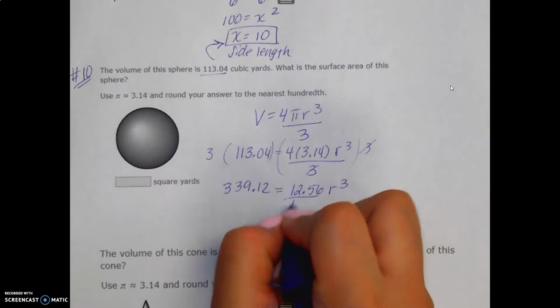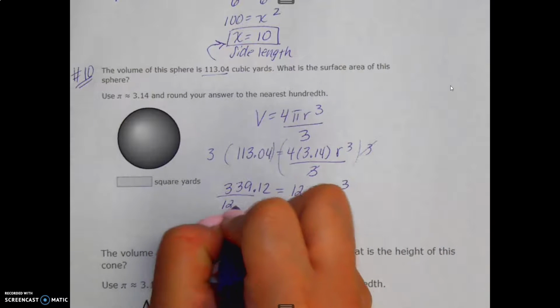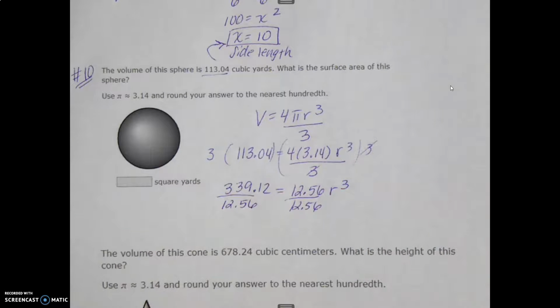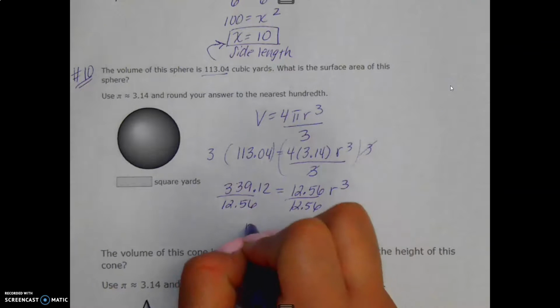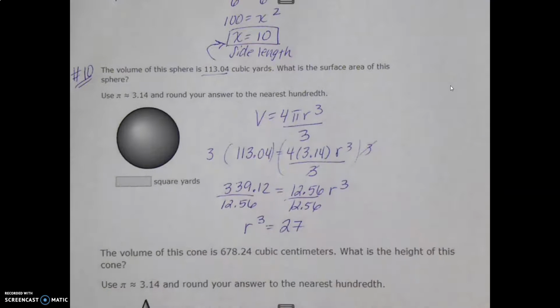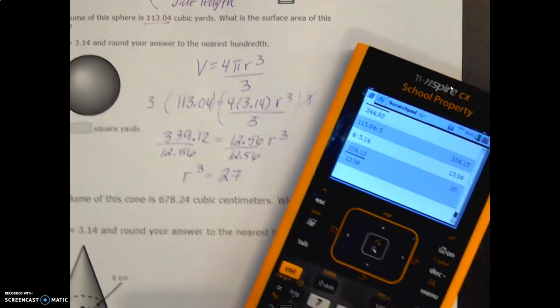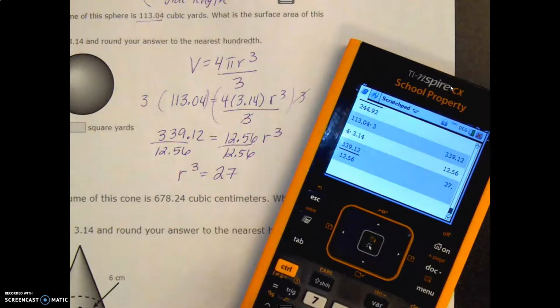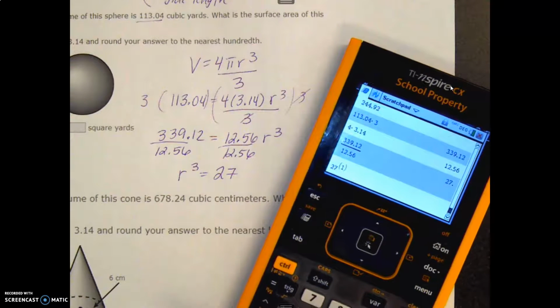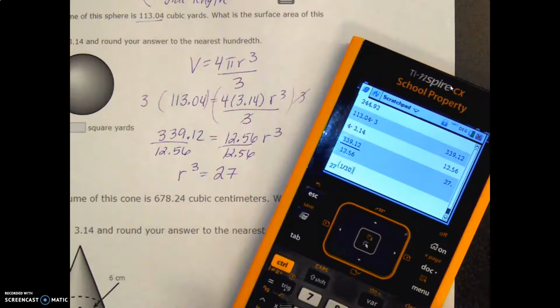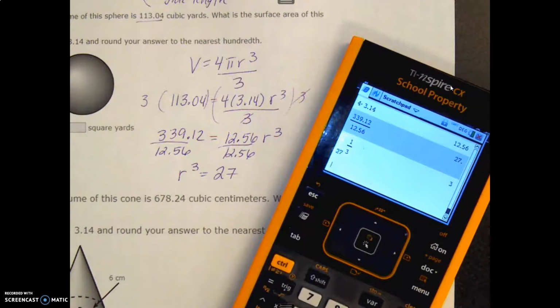Divide both sides by that 12.56. All right, 339.12 divided by 12.56. And I get r cubed equals 27. All right, so that means a number times itself is 27. Couple different ways you can do this. If you have a calculator, you would use 27 to the 1/3 power. And it gives me my radius is 3.